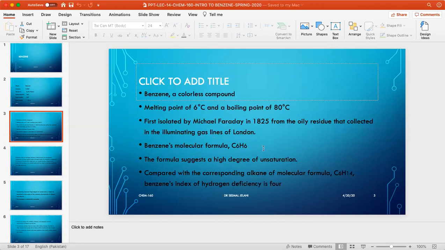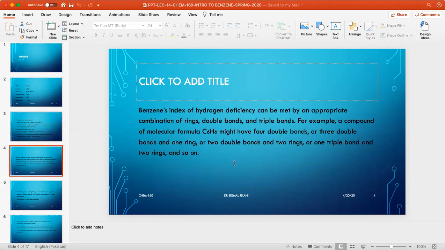Benzene's molecular formula is C6H6, and the formula suggests a high degree of unsaturation compared with the corresponding alkane of molecular formula C6H14. If 6 carbons are there, then there must be 14 hydrogens. If 14 hydrogens are not there and only 6 hydrogens are there, it means that the index of hydrogen deficiency in benzene is 4.